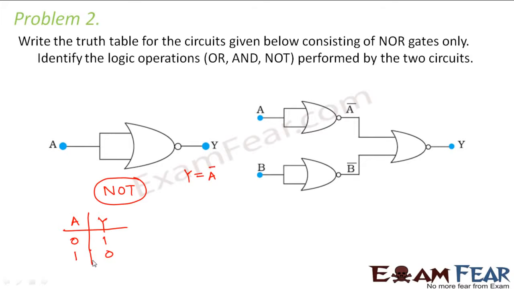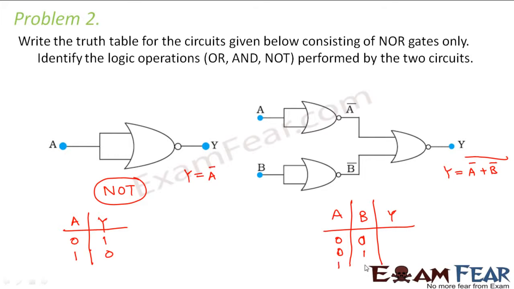That's it. For the second case, you have A bar here, B bar here, and here what would be the output? It will be A bar plus B bar, right? So let us try to draw the truth table. It is 0, 0, 0, 1, 1, 0, 1, 1.